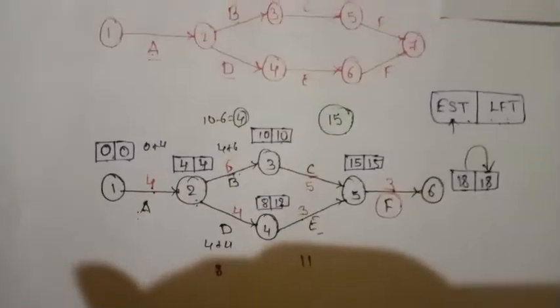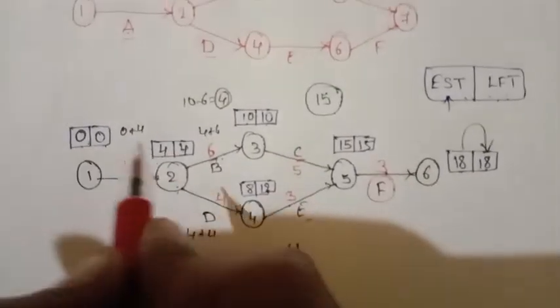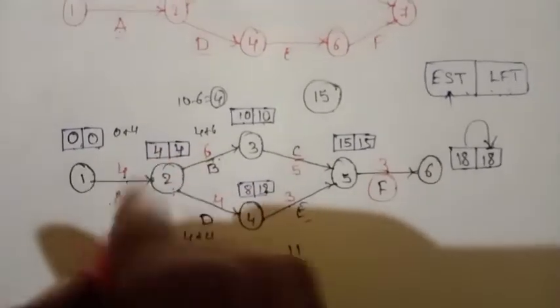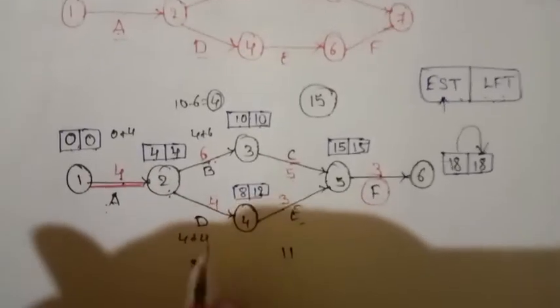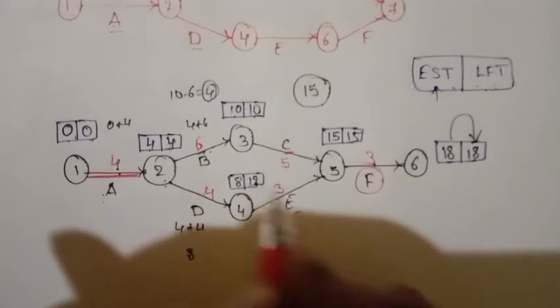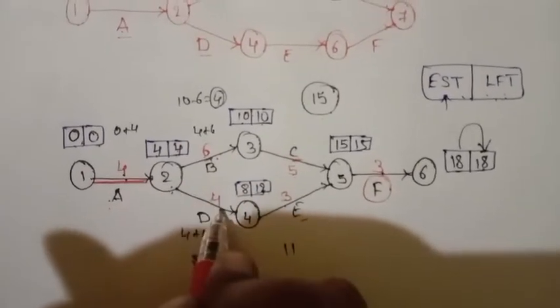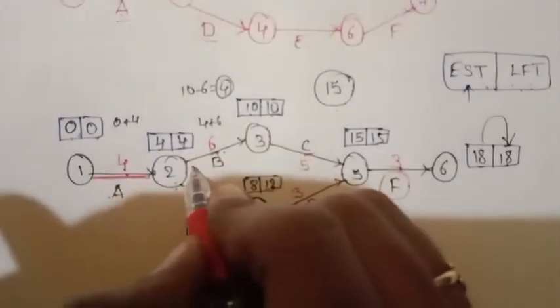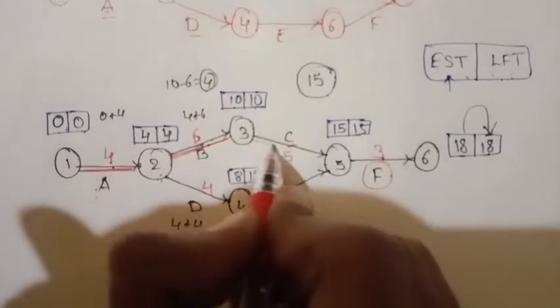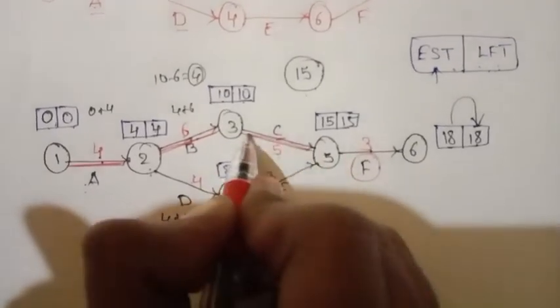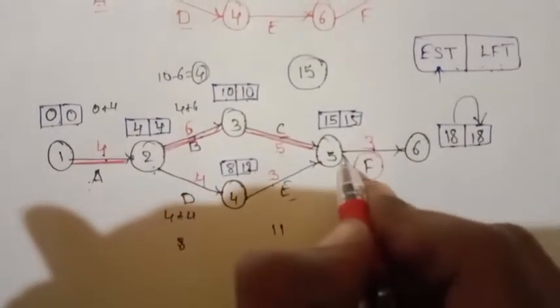How to represent it, guys? From here 0 0 and here 4 4. Let us draw a double line, represented with a double line. And here 8 12, so we can't go through this way. Here 10 10, so here another line, and 15 15 we have again, so here also another line, and here 18 18. So this is our critical path.